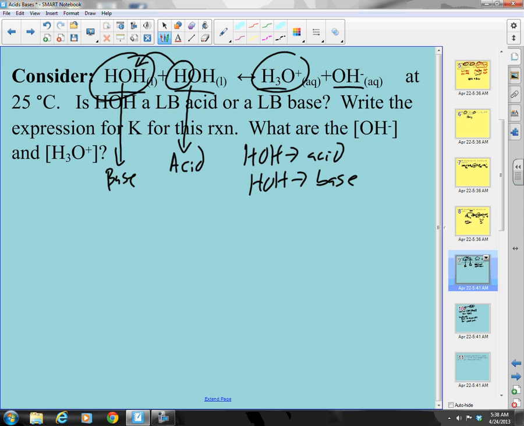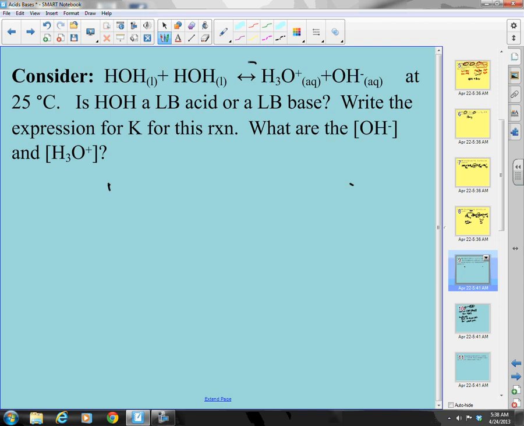Write the expression for K. Well, look at this. It's a little messy here, so let's clean it up. This is an equilibrium, and if it's an equilibrium, I always have an equilibrium constant. And my equilibrium constant is the products raised to their coefficients divided by the reactants, but I only look at aqueous and gas. So my K in this case is equal to the concentration of my hydronium times the concentration of my hydroxide.